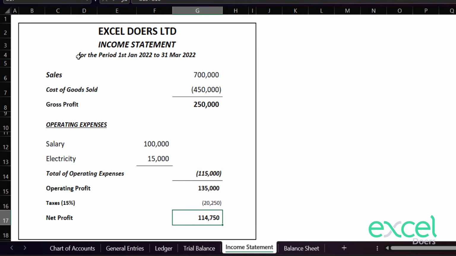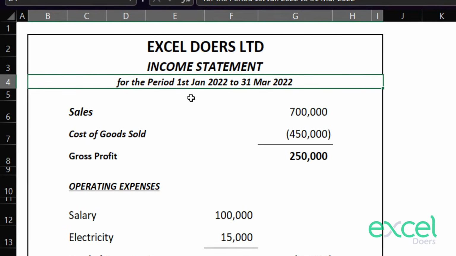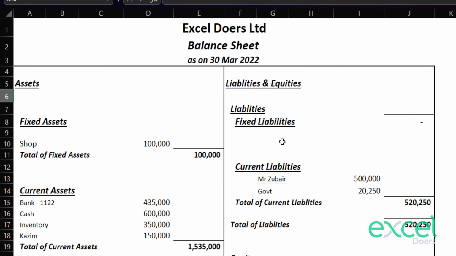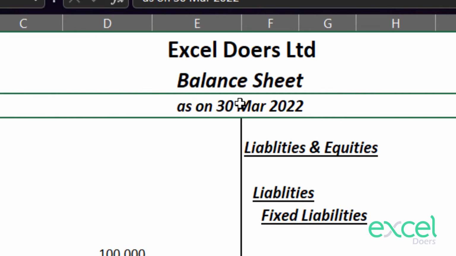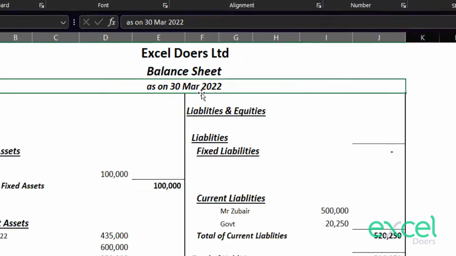The income statement is always created for a specific period. That's why we call it for the period 1st Jan to 31st March. The balance sheet is not created for a period. The balance sheet is created on a certain date. You can create it today, you can create it tomorrow. Tomorrow's balance sheet will be different from today's because we will be recording transactions in the middle. So we are creating it at the end of our period. That's why we are calling it as on 30th March 2022.